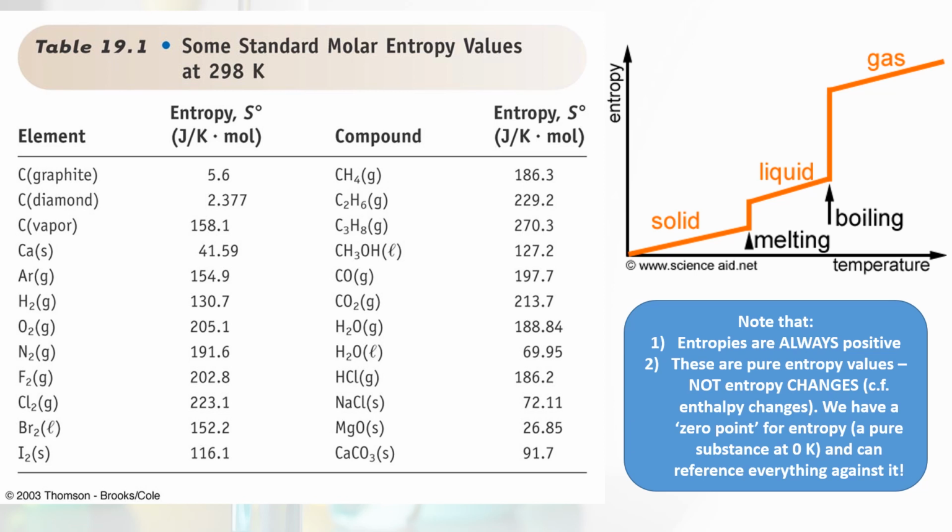Entropy is the number of different ways we can arrange our system, essentially, how random it is. Well, here we have something that can only be arranged one way, a perfectly ordered, completely non-random or disordered system. So that has an entropy of 0, a pure substance at 0 Kelvin. And therefore, we can reference every other species against it. And so that's why we have pure entropy values and not entropy changes.